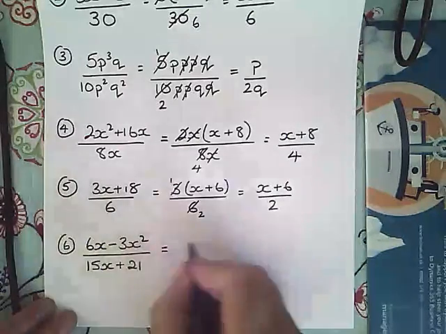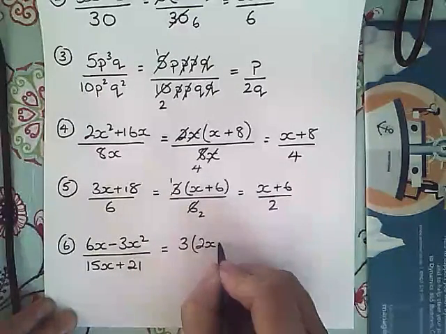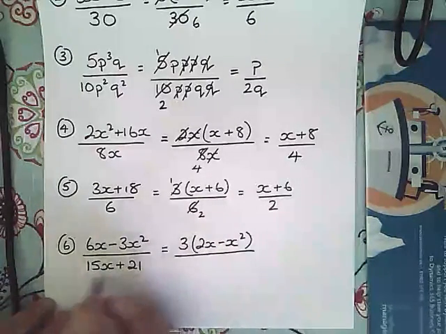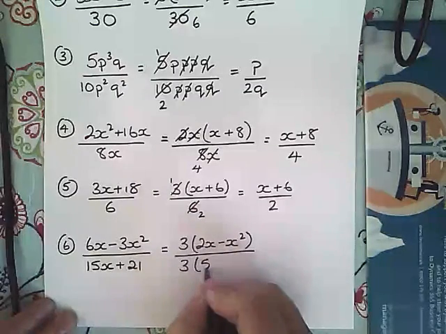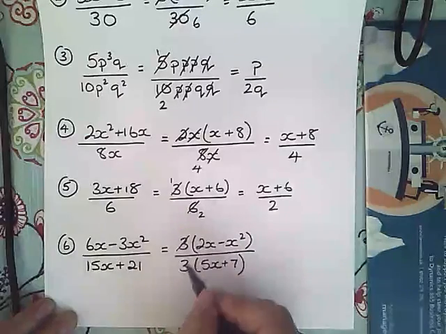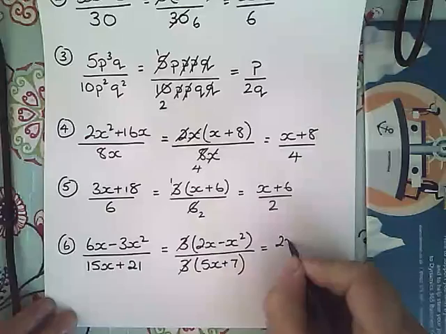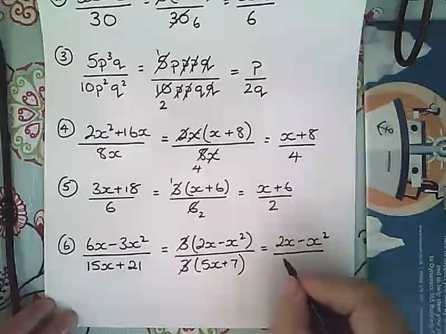So if I take 3 outside the bracket, that becomes 2x minus x squared. Close bracket. And I can take a factor of 3 out because 3 goes into both of these, and that would be 5x plus 7. The 3 on the top and the 3 on the bottom will cancel out with one another. That means my final answer would be 2x minus x squared all over 5x plus 7.